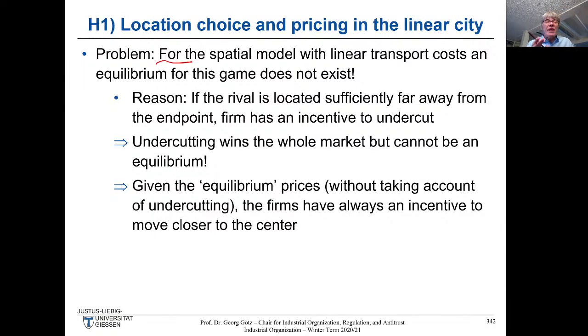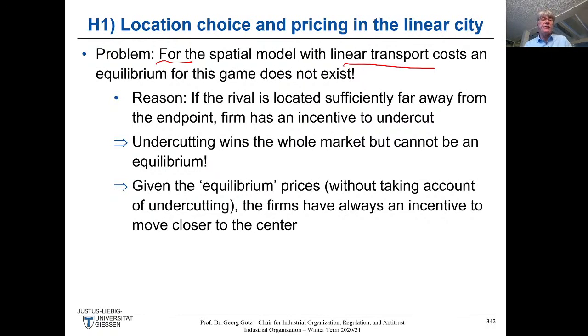However, we run into some trouble in that model if we do that. The problem with the spatial model with the linear transport costs, which we just had, is that an equilibrium of this game does not exist. The reason is that if the rival is located sufficiently far away from the endpoint, somewhere at 0.75 or something like that, the other firm has an incentive to undercut. And undercutting wins the whole market if we have linear transport cost. But of course, it cannot be an equilibrium where one firm chooses such a high price that it is undercut and makes no sense.